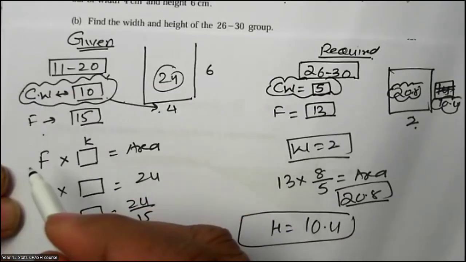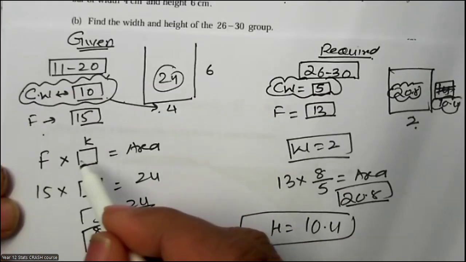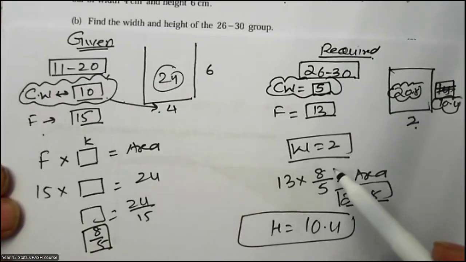For height, you need to work out the scale factor between frequency and the area, and use that scale factor on the second one to find the area. Then use height equals area divided by the width.